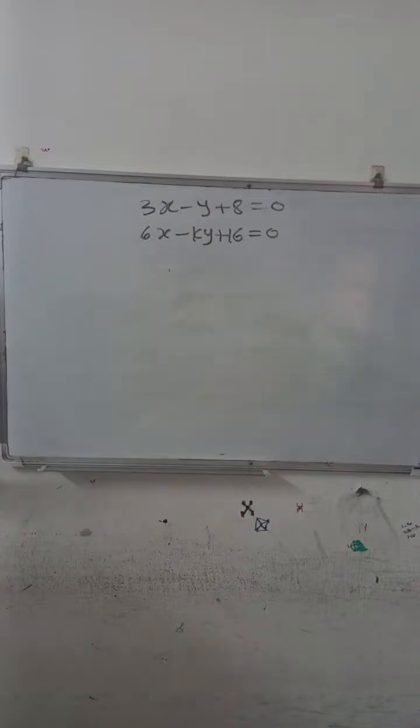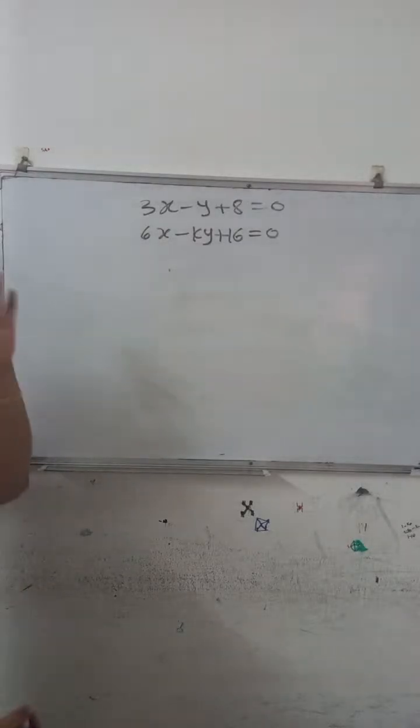Represent coincident lines, then k. Options are given: A, minus half; B, plus half; C, 2; and D option is minus 2. Okay, so here equations are given and they are saying these two lines are coincident.